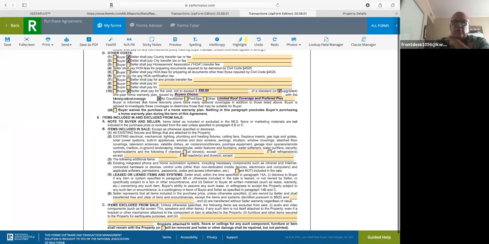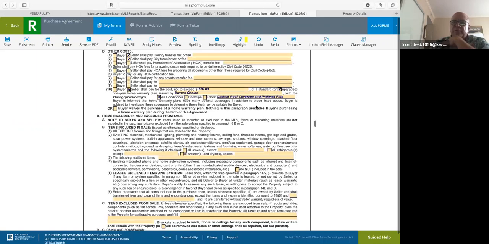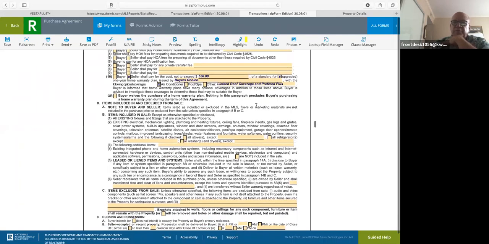The next section is home warranty. And we have, I'm putting in $550, buyer's choice, upgraded. They have air conditioning. They do not have a pool or spa. And we're going to do limited roof coverage and with Preferred Plus.